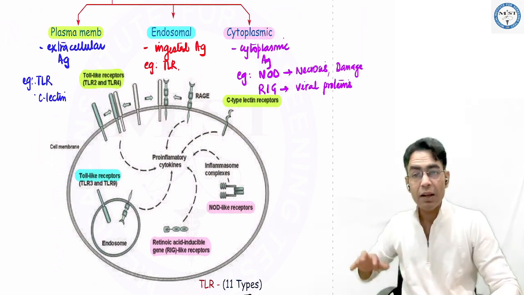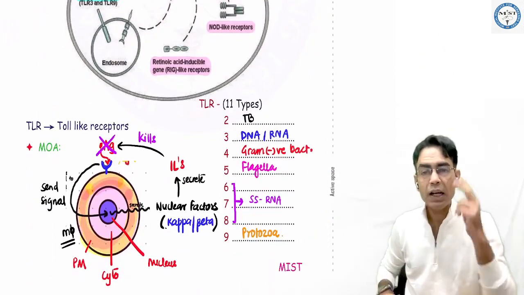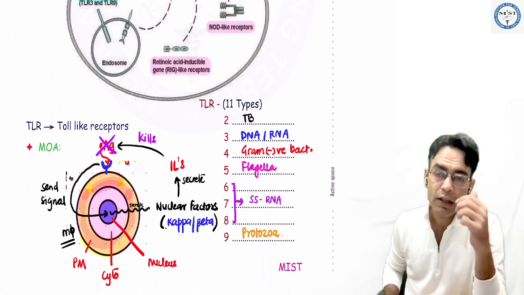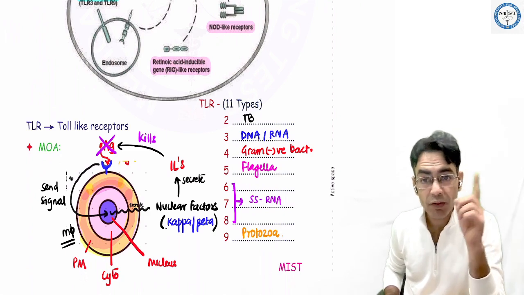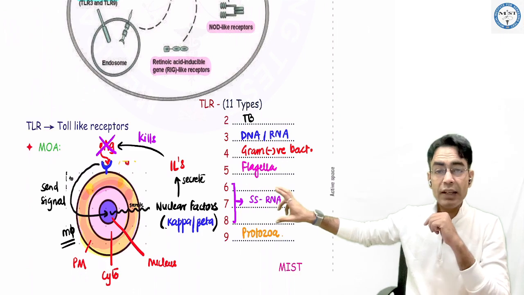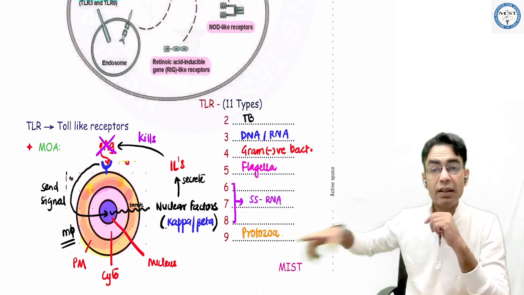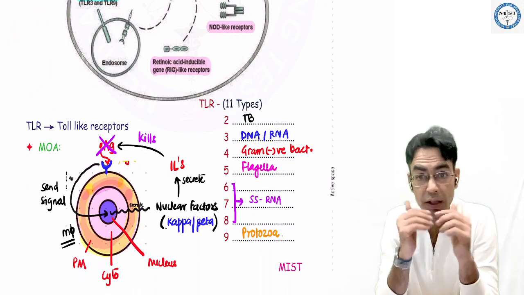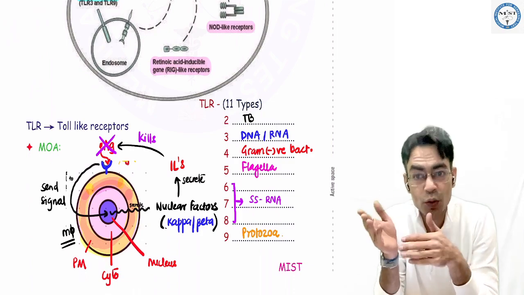Now for TLR, just remember these types. TLR2 is against TB. TLR3 is against DNA RNA. TLR4 is for gram-negative bacteria. TLR5, F for 5, F for flagella. 6, 7, 8, they are for single stranded RNA, and 9, the mirror image, which you people tell us 6, but it is not 6, that's P, so protozoa.